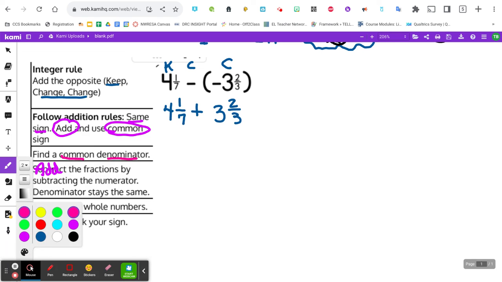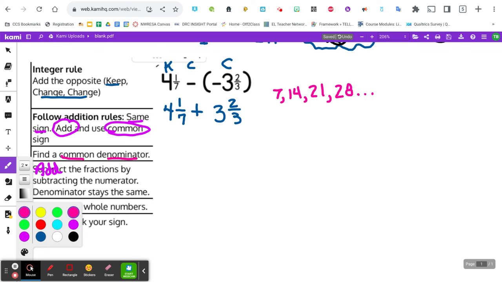So to find the common denominator, of course, we can list the multiples of 7 and 3. So 7 times 1 is 7. 7 times 2 is 14. 7 times 3 is 21. 7 times 4 is 28. Guys, if you don't know your multiplication tables, you need to practice.